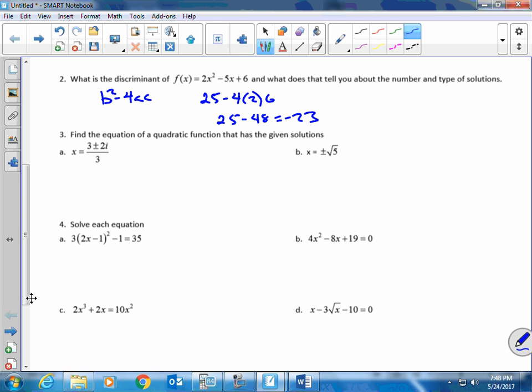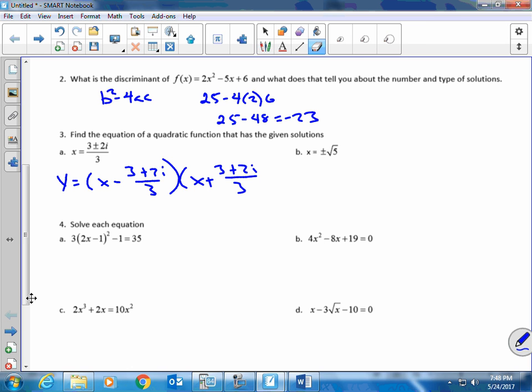Let's do a harder one, letter A. If I use that same logic, I would have y equals x minus that big mess, and I would have x plus that big mess. No, I wouldn't. Wow. I can't believe I just said that. Hopefully you caught me. I would have x minus 3 minus that. There we go. Because I have 3 plus 2i and 3 minus 2i. I don't want to multiply that out. That would be a mess.